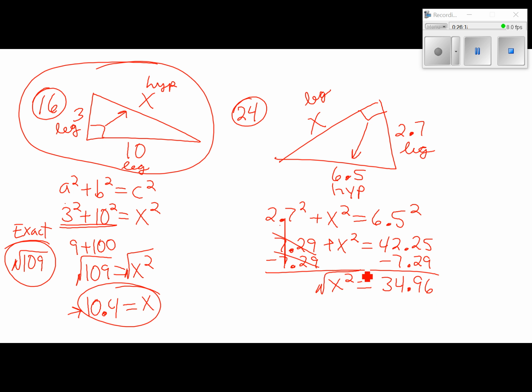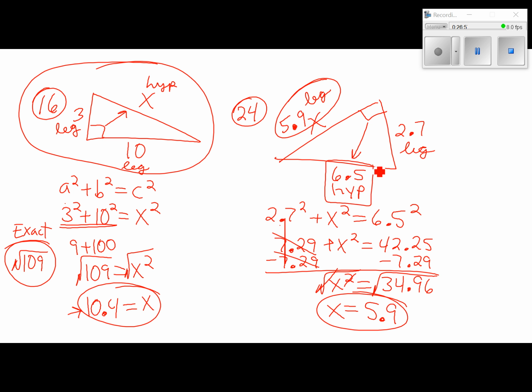Next thing we got to do is take the square root of both sides. Over here, the square root and the 2 are going to cancel out, and that leaves you with just x. And then you grab your calculator and you hit second square root, 34.96. It said round it off to the nearest tenth, and I come up with about 5.9. The last thing I would do on a problem like this one is go up here and make sure that 5.9 makes sense. We know that that 5.9 was supposed to be a leg, so it should be smaller than that hypotenuse, and it is. So that seems like it should make sense.